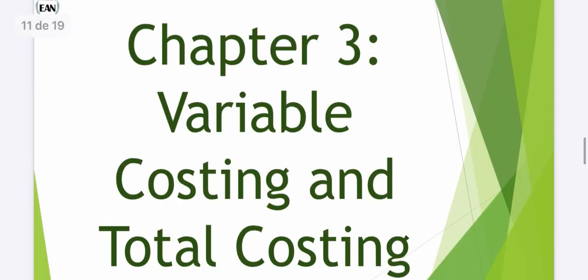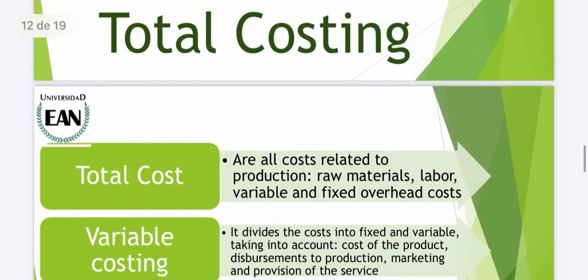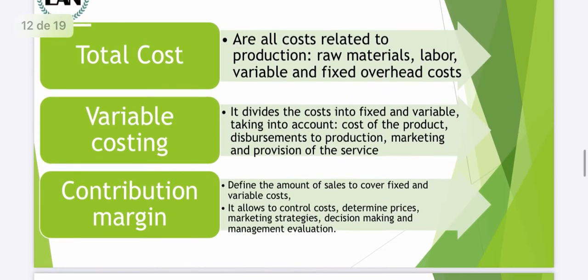Chapter 3. Variable costing and total costing. Total costing includes all costs related to production: raw materials, labor, and variable and fixed overhead costs. Variable costing divides the cost into fixed and variable, taking into account the cost of the product, distribution, production, marketing, and provision of the service.